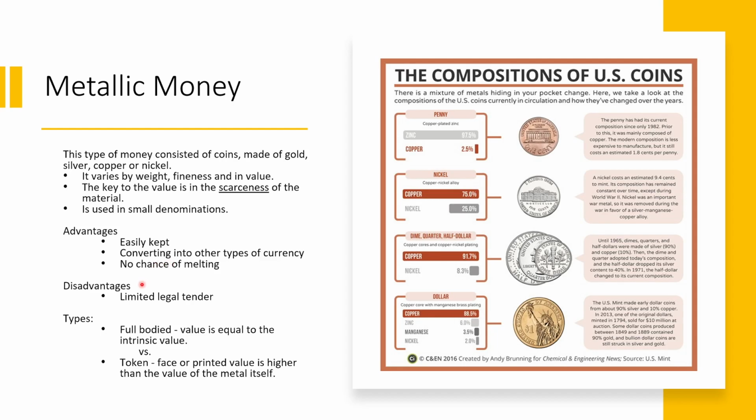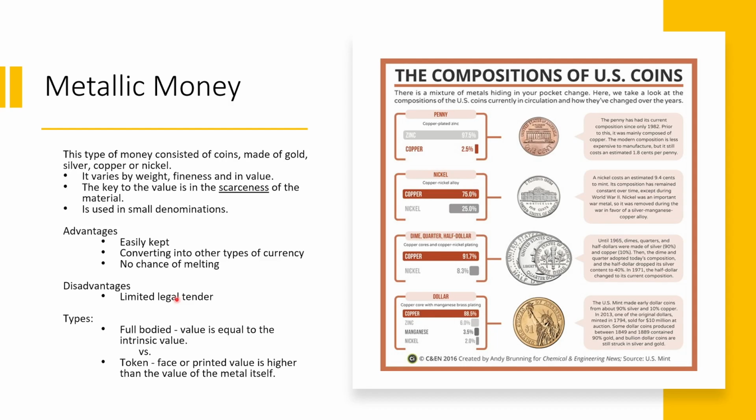The disadvantages, though, are that this is limited legal tender, and what that means is legal tender is what you can use to pay off your debts. There are two types of metallic money. We have full-bodied, which means that the value that's written on it is what it's worth. And then we have what's called token. This is where the face or the printed value is higher than the value of the metal itself.